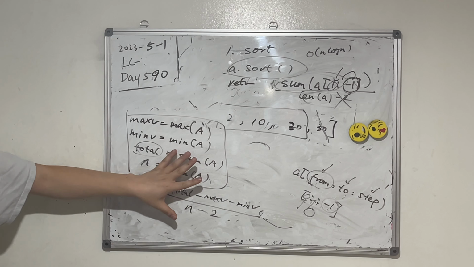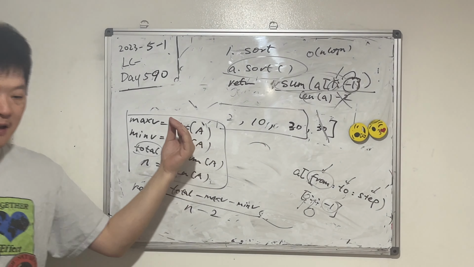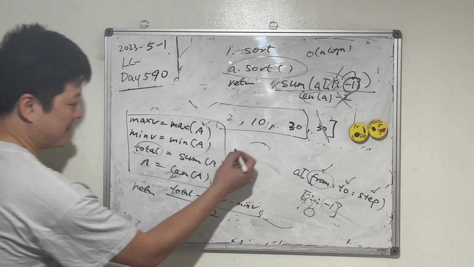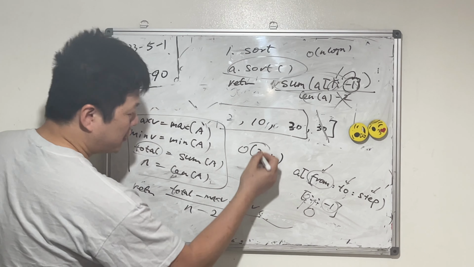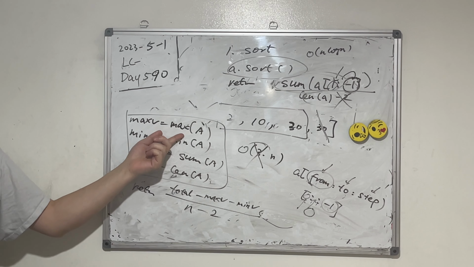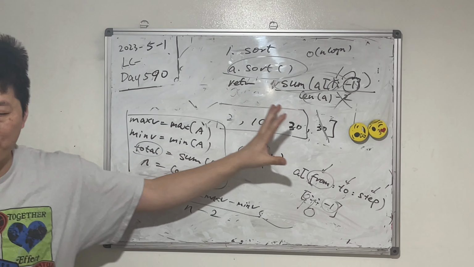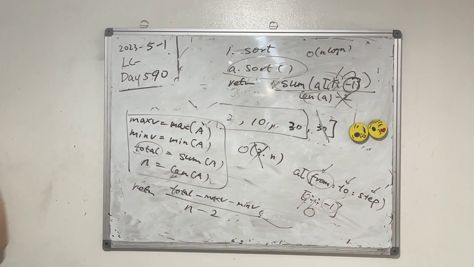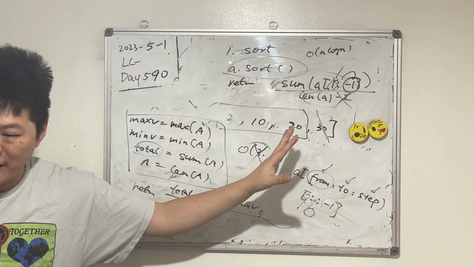Time complexity is O(n) because we are traversing the array 3 times, right? Look, this is actually O(3n), O(3 times n), and we drop the constant. Why O(3n)? Because for max(a), we need to traverse the array to find the maximum. We need to traverse the array to find the minimum. We need to traverse the array to find the sum.